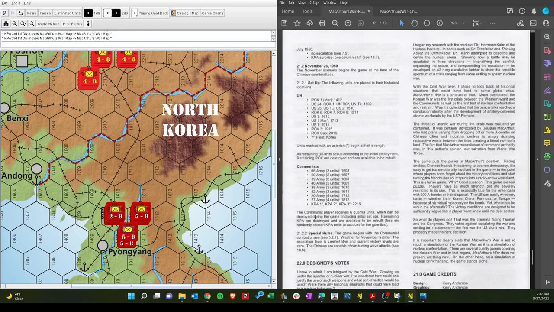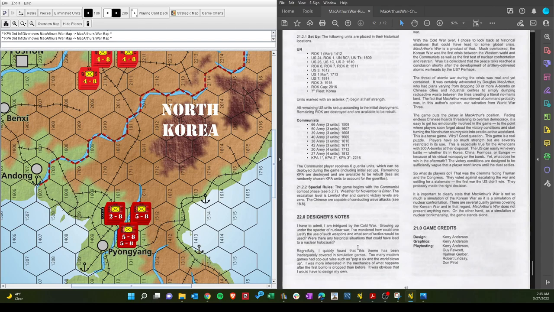Six guerrilla units. Remaining KPA are destroyed, available to be rebuilt. And special rules: it starts with the communist combat phase. And it's bitter, so the DRM modifier is there. The escalation level is limited war, and both sides are at zero VPs, okay? And the Chinese can do the wave attacks. The first turn they do it, two shift. Every turn after that, a one shift per step. So you could recreate that initial Chinese assault with that one.